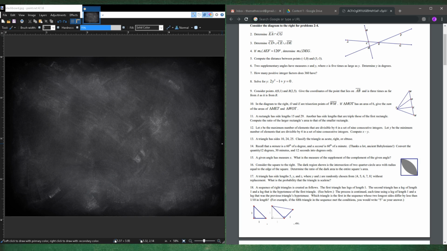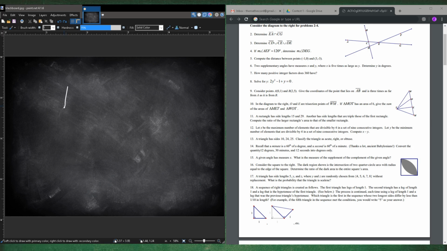A rectangle has side lengths 15 and 29. Another has side lengths that are triple those of the first rectangle. Compute the ratio of the larger area to that of the smaller area. Okay, this is really basic. You really don't need to focus on the side length. If they ever ask you about similar shapes, the ratio of areas would always be the side length ratio squared.